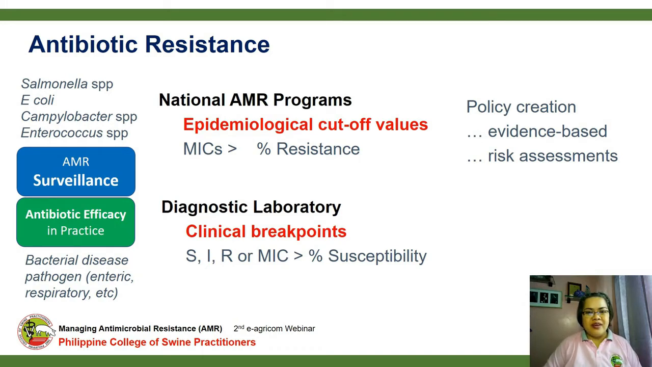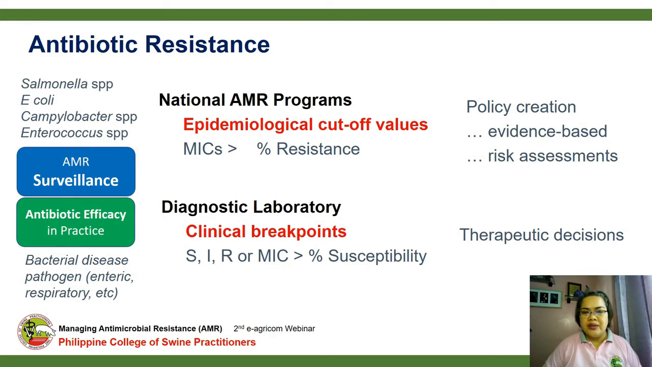However, for a veterinarian worrying about his therapeutic decisions for the herd, it is the clinical breakpoint that is important. These are set standards for each antibiotic for each disease pathogen and are used to predict whether an antibiotic will be clinically effective against a particular bacterial isolate. They are based on a combination of MIC values, pharmacokinetic and pharmacodynamic values, and clinical outcome data.